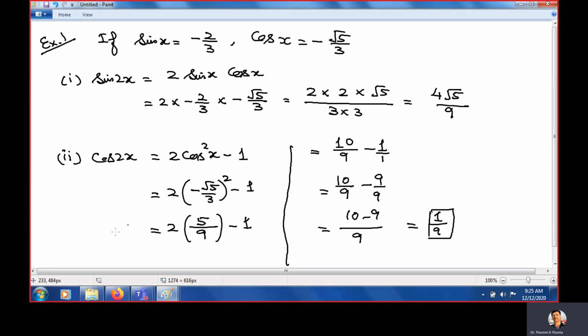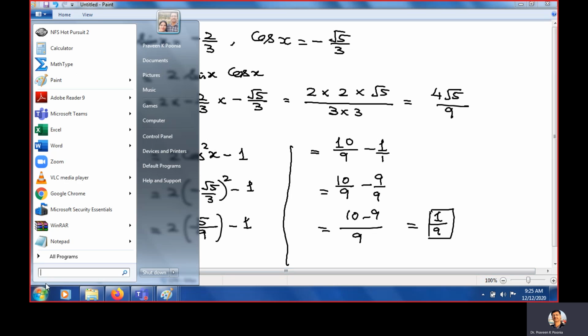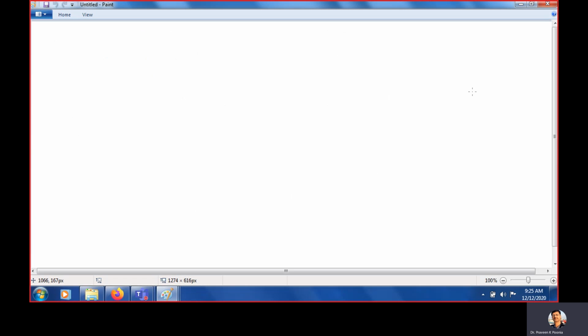Okay, so that's all about the double angle formula. Only one type of problem, when sin x and cosine x are given, and you are supposed to find the value of sin 2x and cos 2x. Okay, now we'll move to the fourth type, case fourth.